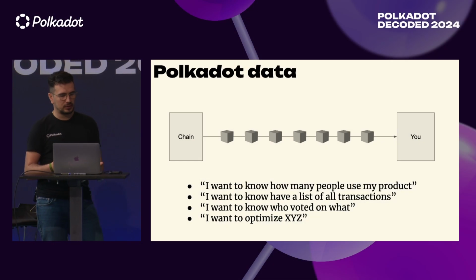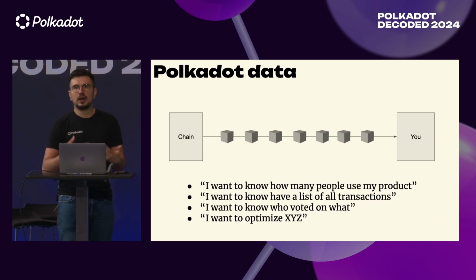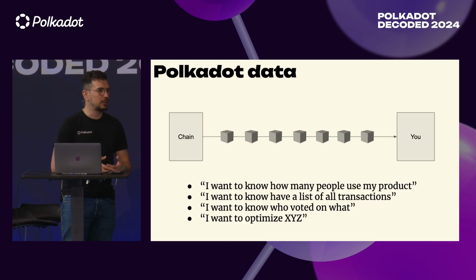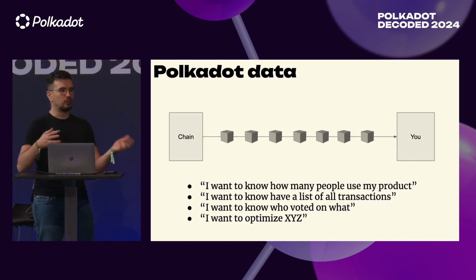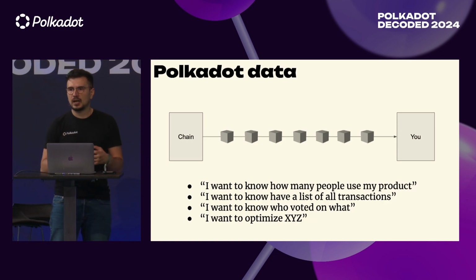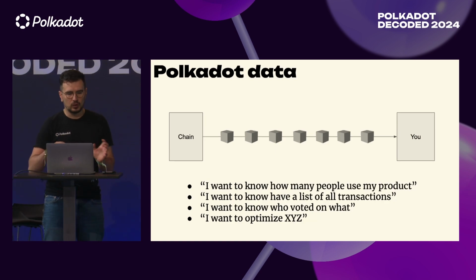So Polkadot data is used to answer questions around how many people are using the product, where we can see all the transactions that are happening within the ecosystem, who voted on what in the case of OpenGov, and what we can optimize for and what we can do.